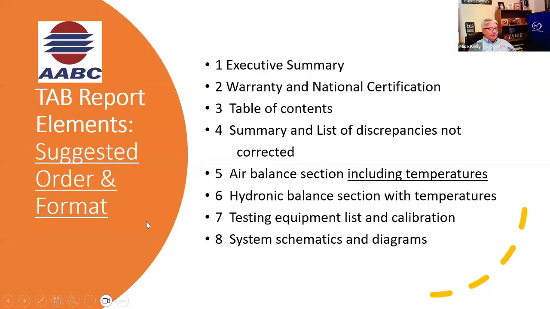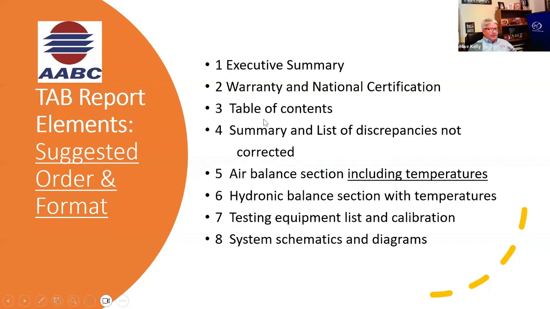So, elements of a test report. I'm going to go through this rather quickly. We have an executive summary, warranty, national standards, our national certification, table of contents, summary, list of discrepancies not corrected. Always look for that in a test report.